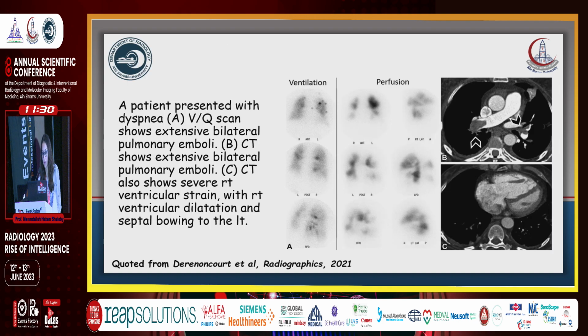This is an example of the value of CT pulmonary angio. In this case, a patient presented with dyspnea. The ventilation scan demonstrates multiple perfusion defects in both lungs. The CT pulmonary angio presents the cause of this dyspnea. There is a large embolus in the right main pulmonary artery, but it also demonstrates an added value where there is a large right ventricle with the shift of the interventricular septum to the left. So the added value is that it confirms there is a right ventricular strain in this case.